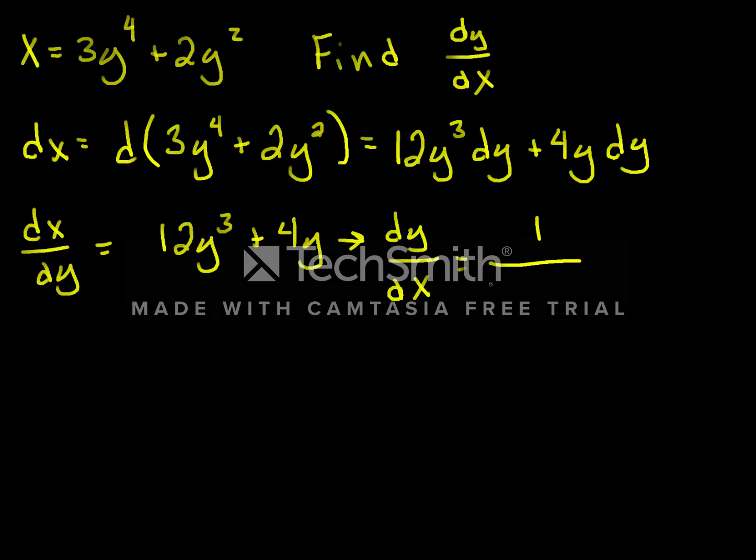1 over 12y cubed plus 4y. And that's as good as I get, because I can't replace y with x. I don't know what its relationship is, but that's fine. Dy/dx, y is a function of x, and so this is a perfectly good solution.